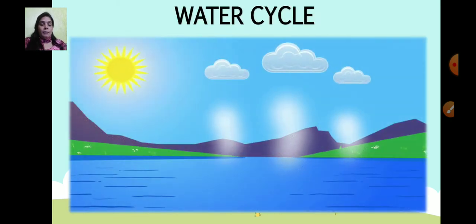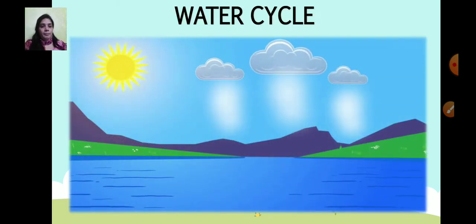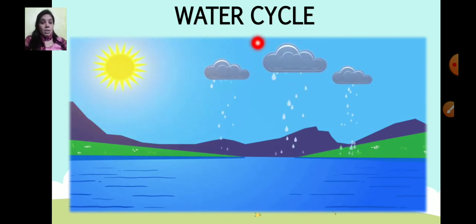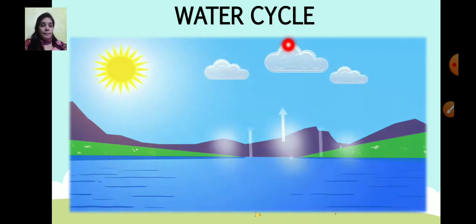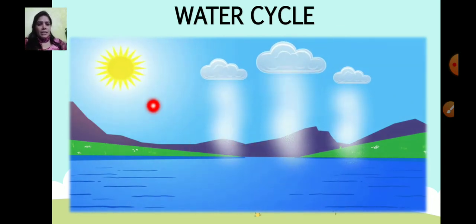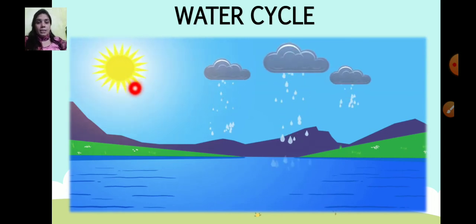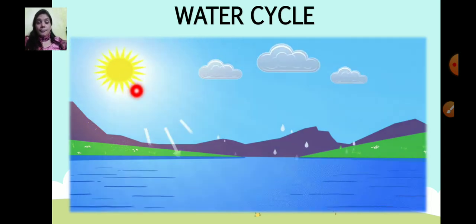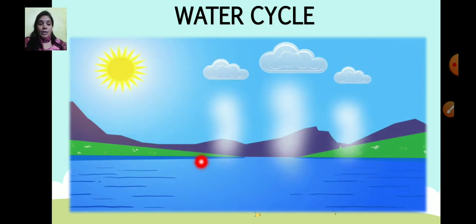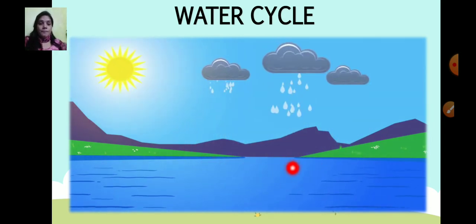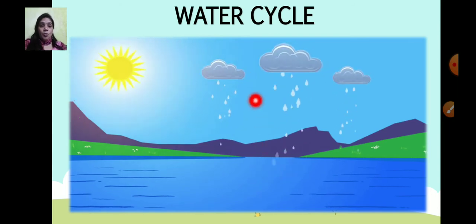Now let's learn about the water cycle. So what is the water cycle? The process gets repeated. The sun is shining, the sun rays are falling on the water and the water gets heated. It turns into water vapor.